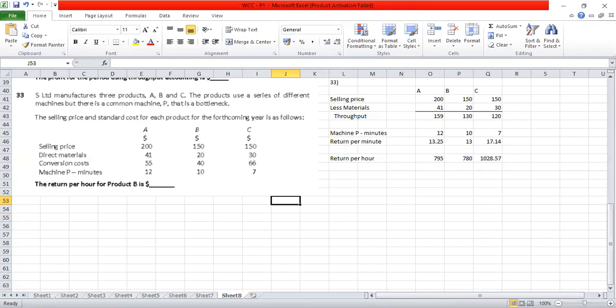I think with that we come to the end of the problems based on throughput accounting. So that is what is my understanding.